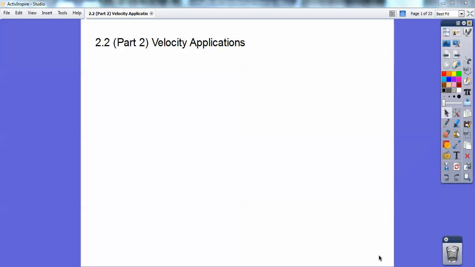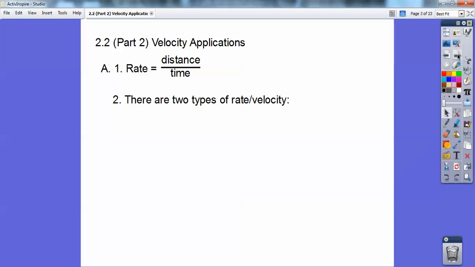Okay, everybody, this calculus lesson is on velocity application problems. Let's go ahead and begin. Rate equals distance divided by time. Remember, distance equals rate times time, so rate is distance divided by time. And there's two types of rate and velocity kind of problems.